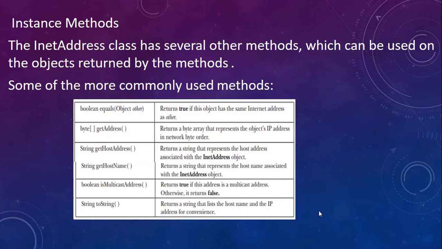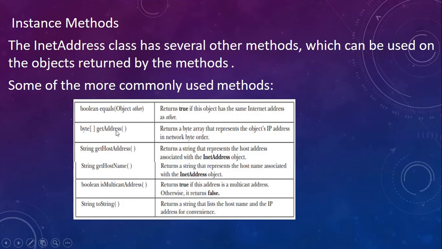Okay, next we will see some of the instance methods of InetAddress. Now the InetAddress class has several other methods which can be used on the object returned by the methods. Let's see some common methods. One is equals method. It returns a boolean value. So this equals method returns true if the object has the same internet address as the other.